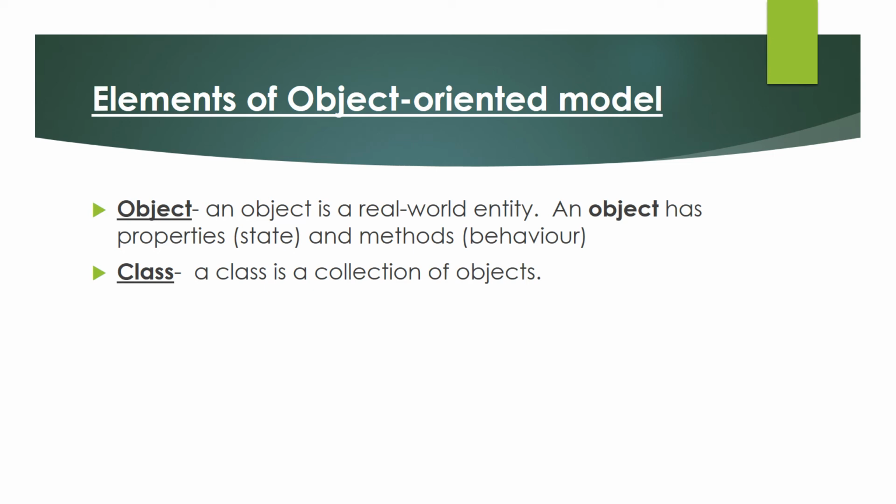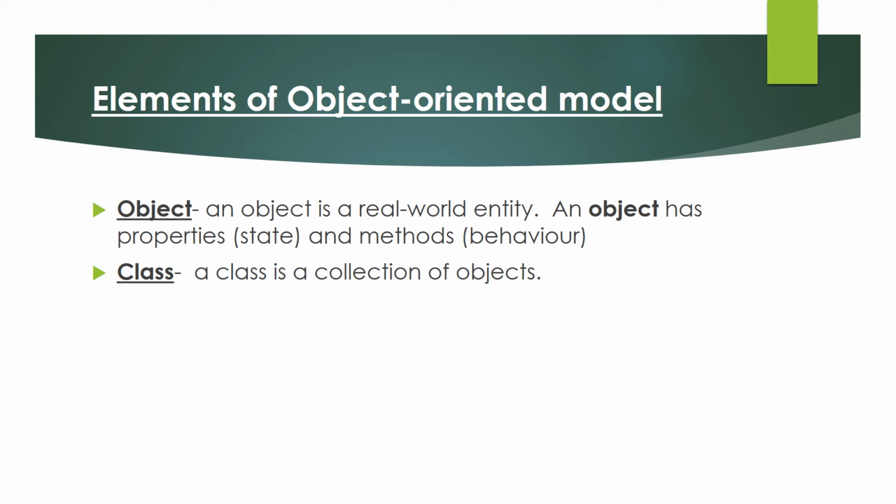So in this case, the student, that is the real world thing, is an object, and it has various properties like date of birth, address, name, and it possesses various behaviors, that is methods, like attending classes, writing exams, paying fees, etc. So in object oriented modeling, we represent the real world situation in the form of objects. And the second element we have is the class.